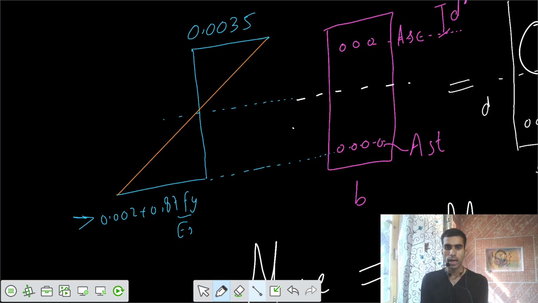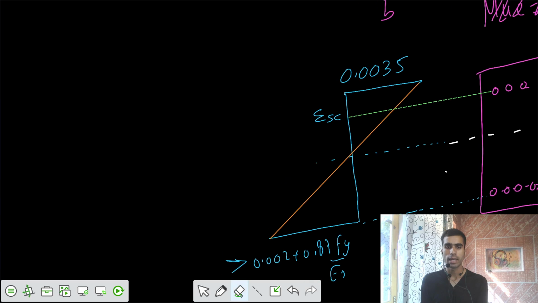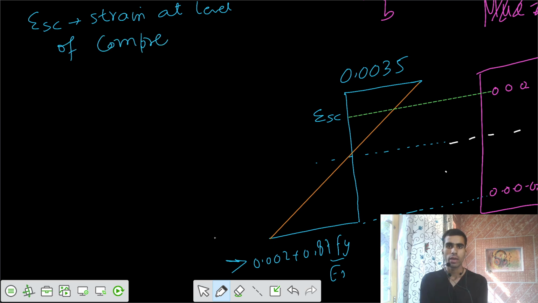Now at the location of what you call compression steel, there should be some strain corresponding to this value. There should be some strain associated here, that is ESC. ESC is the strain at the level of compression steel. Can you get that? What is the strain at this level of compression steel by similar triangles?